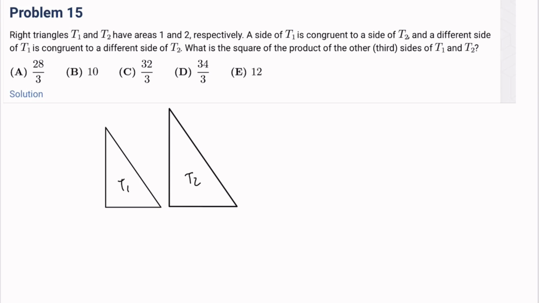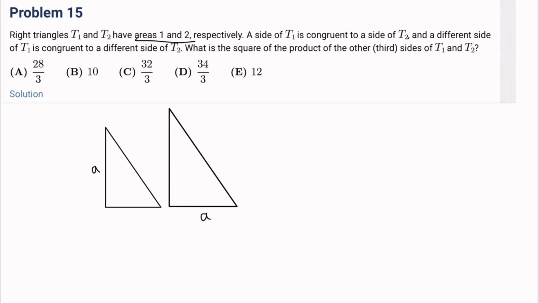and their areas are 1 and 2 respectively. And so this side of T1 is going to be equal to this side of T2, right? And so we want the square of the product of this side and this side, right? And so let's first say that this length is A, so this would be A, and therefore this would also be A, right?